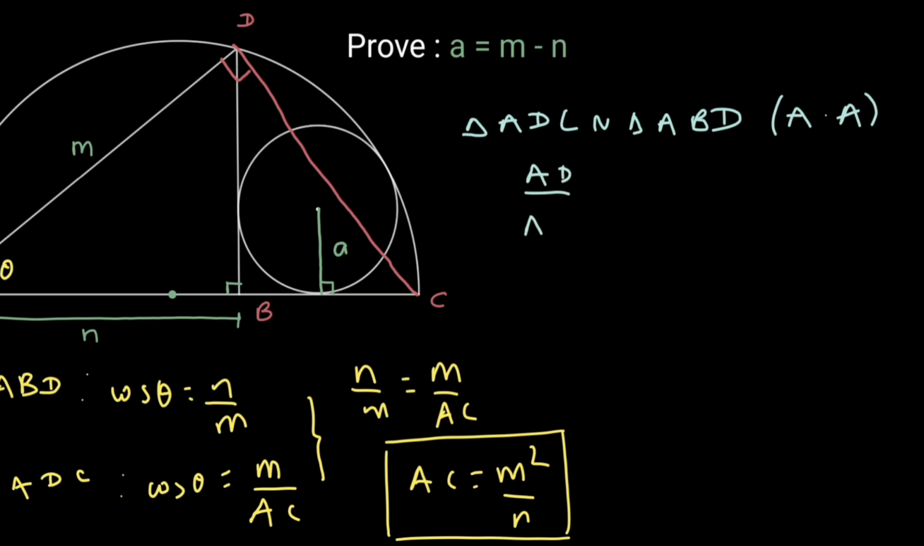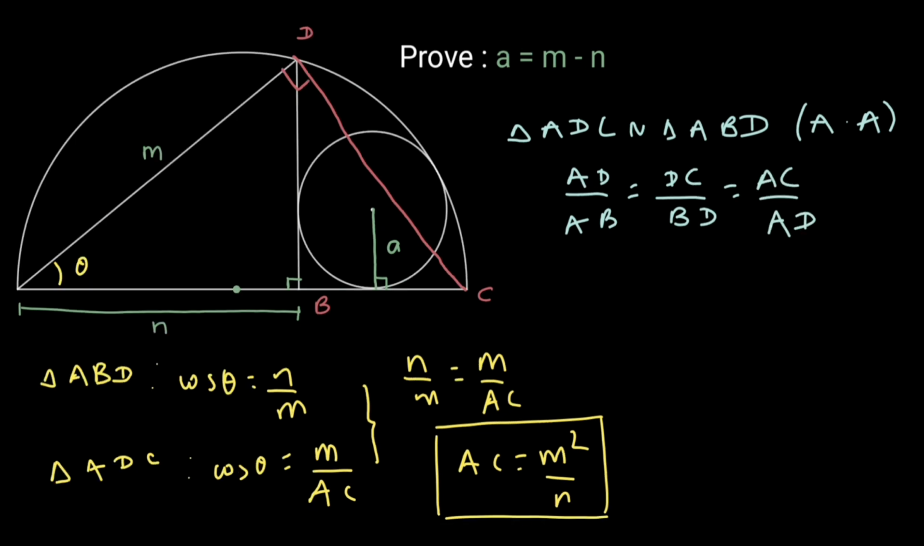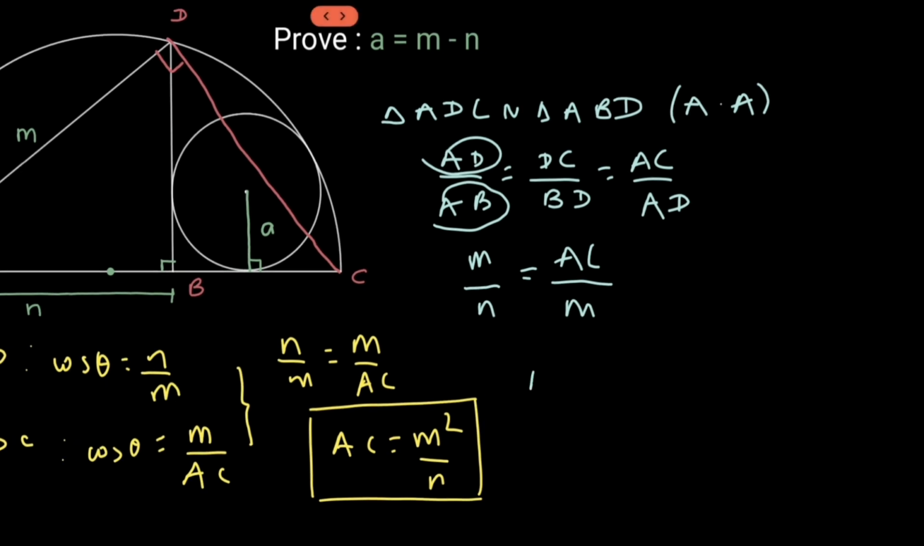So AD upon AB would be equal to DC upon BD, and this would be equal to AC upon AD. Now we can simply replace these with their variable values. So AB has a value N, the value of AD is equal to M, and this is equal to DC upon BD. Now the length of DC and the length of BD are not in variables, so we will not compare that ratio, and the final ratio is AC upon AD. So the length of AC as it is and the length of AD is again equal to M. So from here we will again get the value of AC as m square upon n.